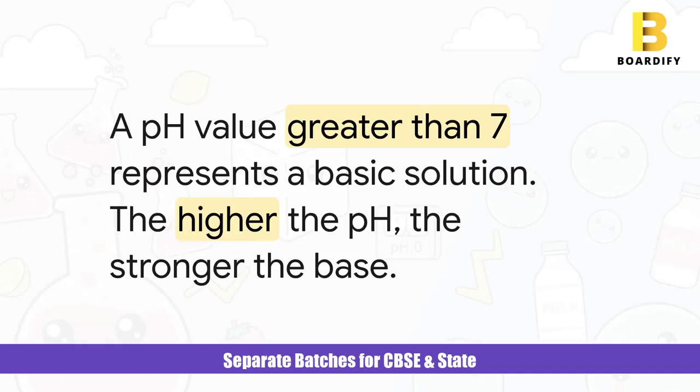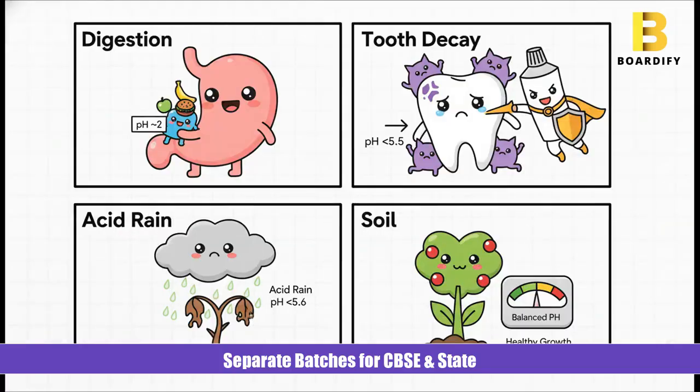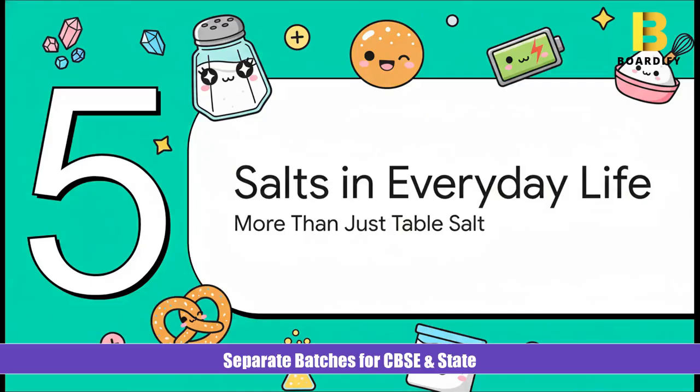For bases, the scale works the other way. The higher the number, the stronger the base. So something with a pH of 14 is a very, very strong base. And believe me, pH is everywhere. The acid in your stomach is around pH 2. Your teeth start to decay when the pH in your mouth drops below 5.5. That's why toothpaste is basic, to neutralize it. Farmers even have to check the pH of their soil to make sure crops can grow. It's incredibly important.